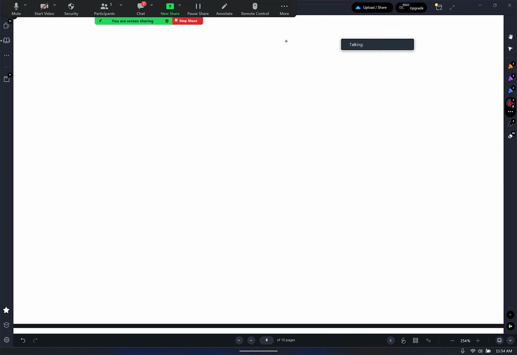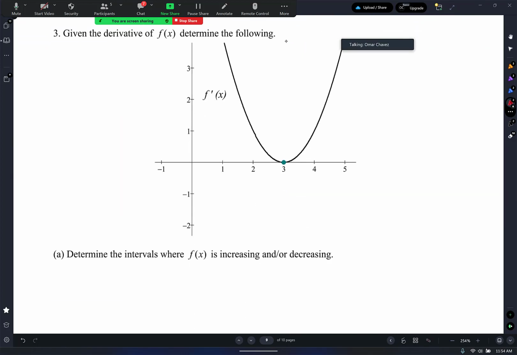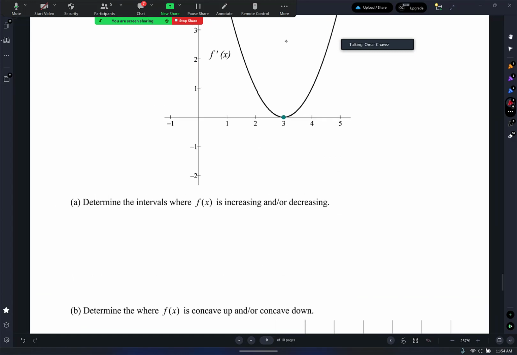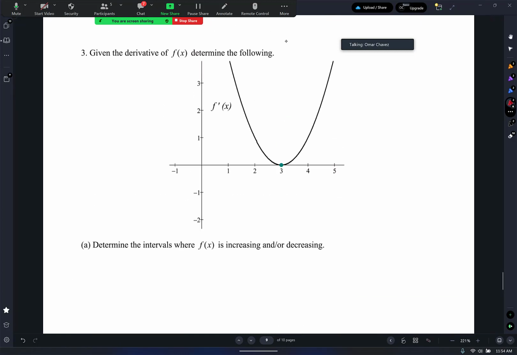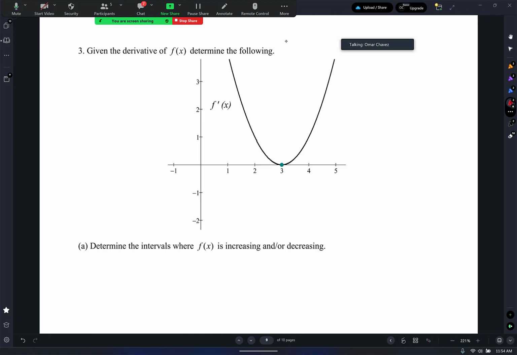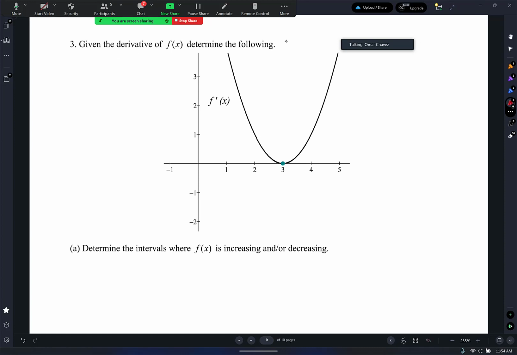Okay. All right. We got another one. Same stuff. We're just practicing some more. It says, given the derivative of f of x, determine the following. And it wants to know the same stuff again, guys. So this is f prime. Where is f increasing? Where is f decreasing? Assuming I have arrows like this, does f ever decrease? Nope.